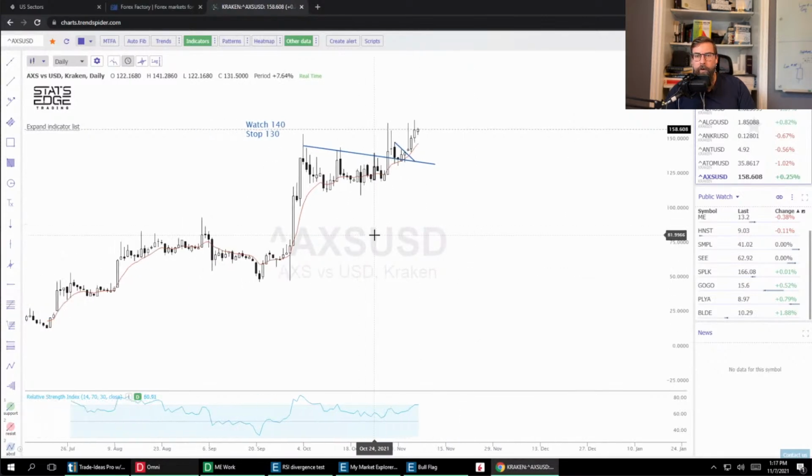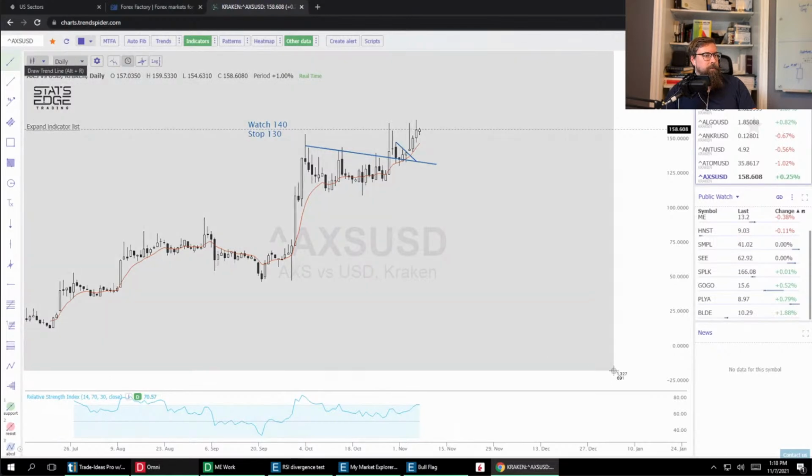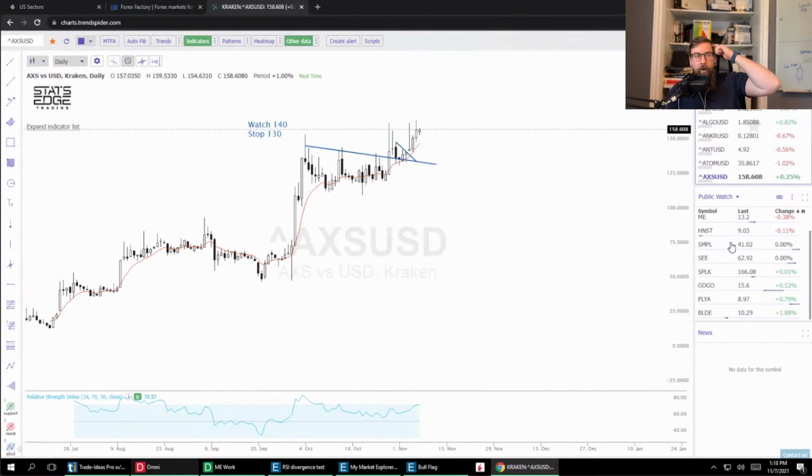So this one was on watch, and I did get some of it, but I'm going to take it off the list now because I don't like it as a trigger here. But just showing you again, they just trade like stocks. It's a nice little bull flag after a push up. Bought some at 140. We're at 158 now. And for me, it's still small because I'm still worried about it.